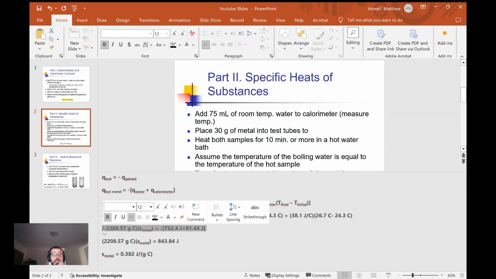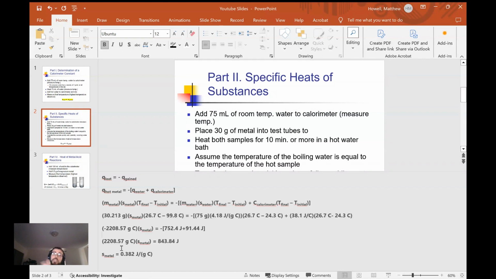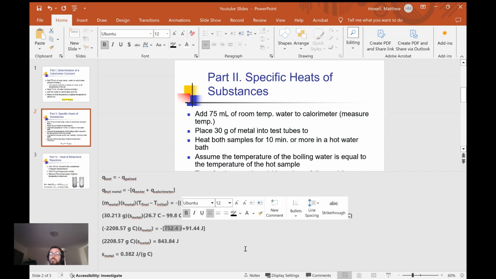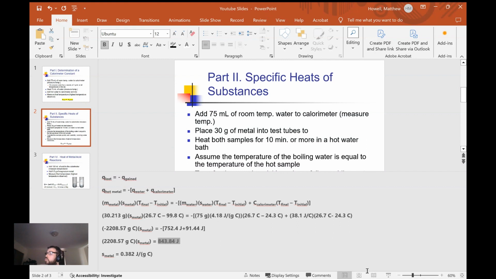You see me calculating everything, and we find that the hot metal in this example is, oh wait, sorry, scratch that. We see that the water is absorbing 752.4 joules of heat that's been released, and the calorimeter is taking up 91.44 joules. So we sum those together, and we get 843.84 joules. So that must be the amount of heat that the metal gave off.